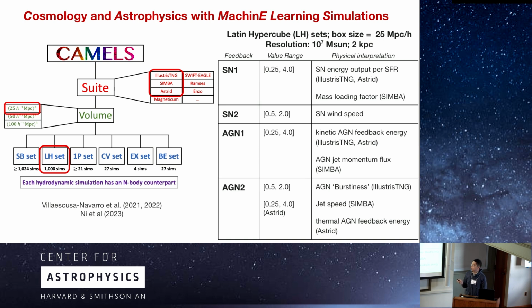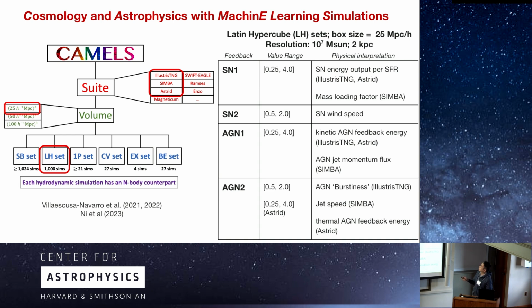The simulations that we are exploring are from CAMELS. CAMELS stands for Cosmology and Astrophysics with MachinE Learning Simulations. We are focusing on three simulation suites from CAMELS: the IllustrisTNG suite, the SIMBA suite, and the Astrid suite. All come with different feedback physics. For each suite, they vary 4 different feedback parameters, 2 in the stellar feedback and 2 in the AGN.